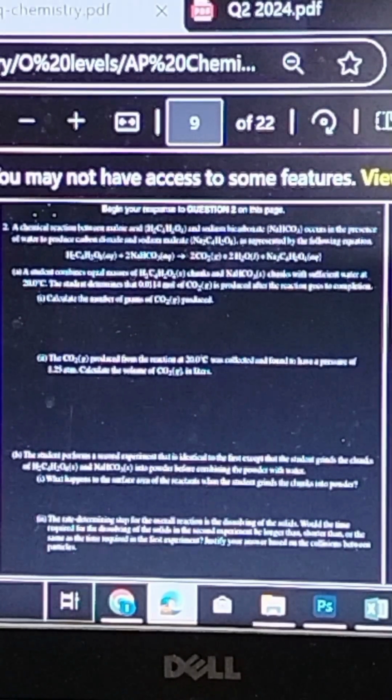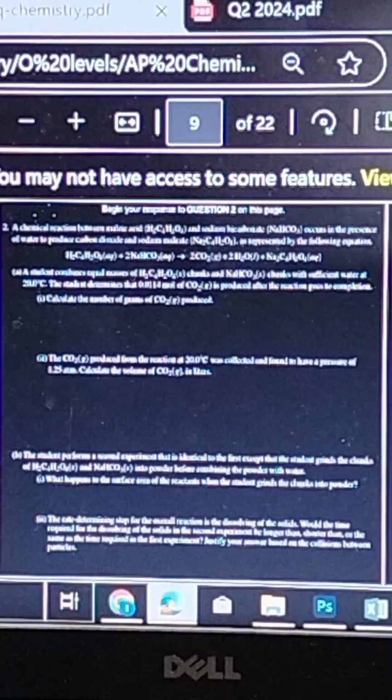Another question from AP Chemistry 2024. So let's start without wasting time. Before we start, I must say that this question is not that difficult when you look at its solution or when you try to solve it, but yes, interpreting the question is the great job.